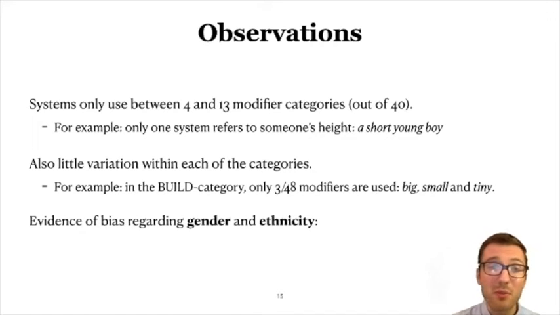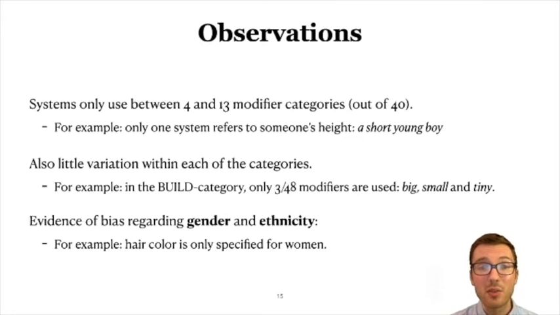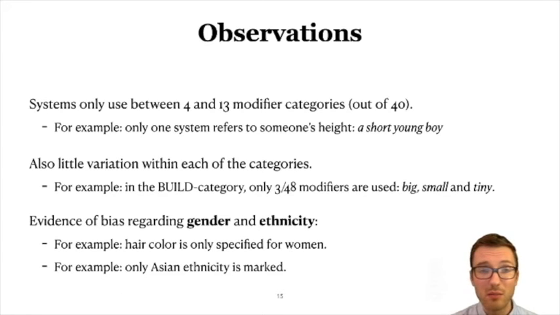There's also evidence of bias in the output regarding gender and ethnicity. So for example, hair color is only specified for women. And for ethnicity, only Asian ethnicity is marked. So white and black, never mentioned by the system, but only Asian is mentioned by the system.